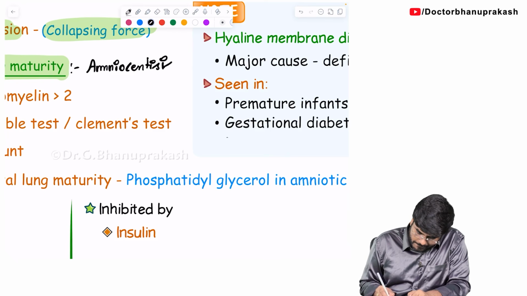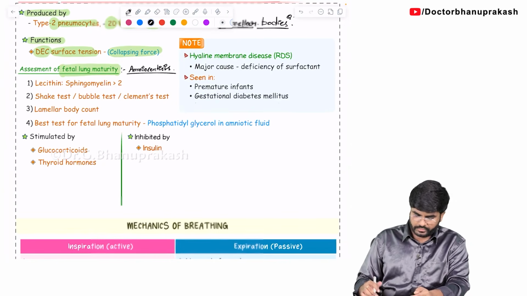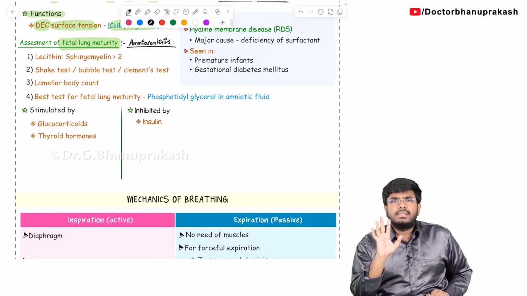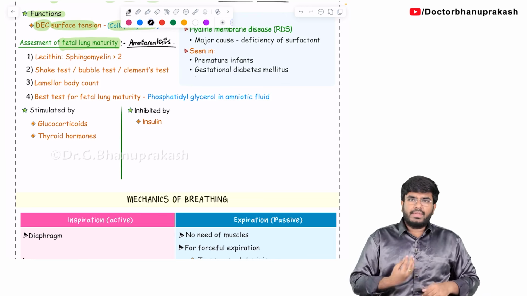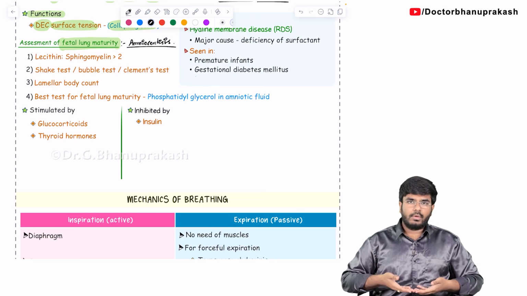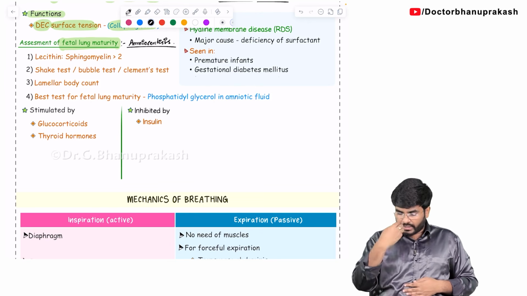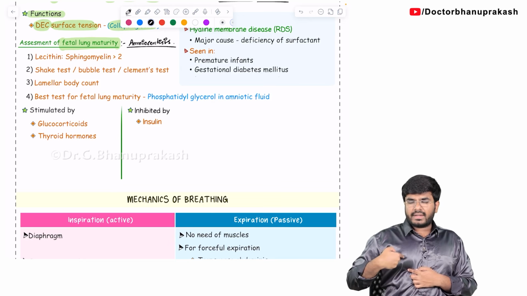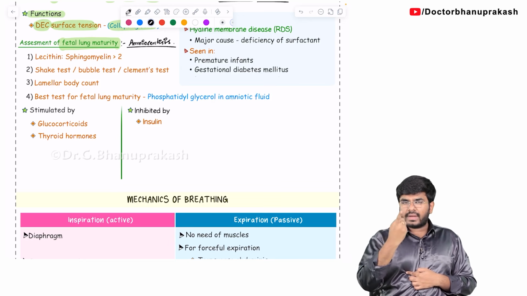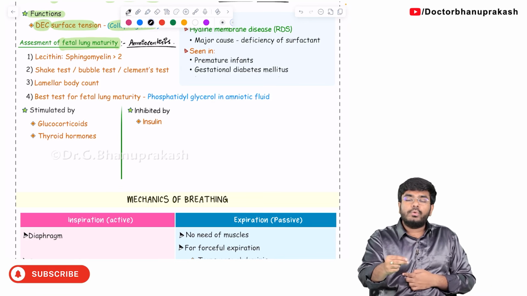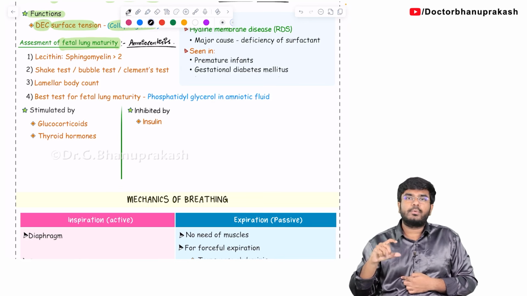Amniocentesis. Why do you have to do amniocentesis? Amniocentesis means the collection of the amniotic fluid from the mother. Why? This amniotic fluid goes into the fetal lungs and comes out of the fetal lungs during embryonic life. So if there is surfactant in the fetal lungs, the same surfactant will also show up in the amniotic fluid. So first, you have to aspirate and collect this amniotic fluid.